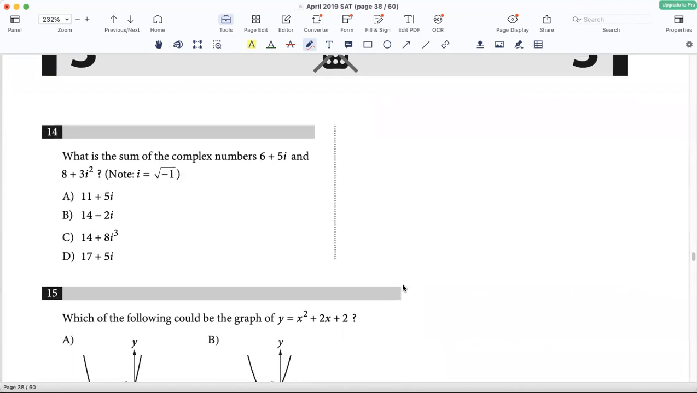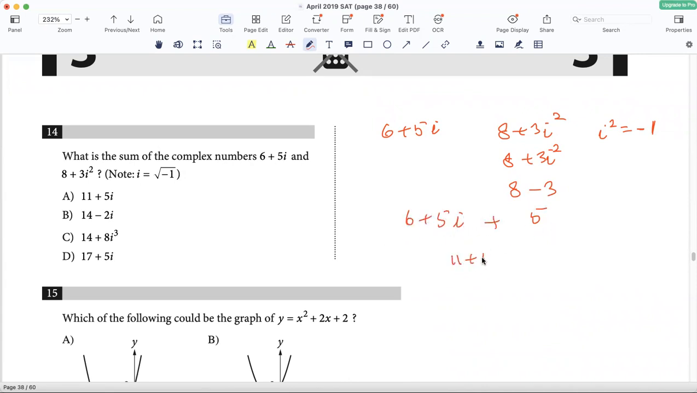What is the sum of the complex numbers 6 plus 5i and 8 plus 3i squared? Now i is the square root of minus 1, so i squared would be negative 1. So (8 plus 3i) squared would be 8 minus 3, which is 5. So 6 plus 5i plus 5 would be 11 plus 5i.